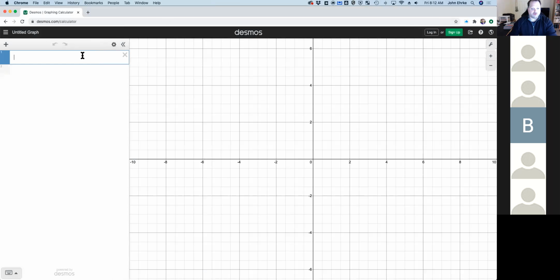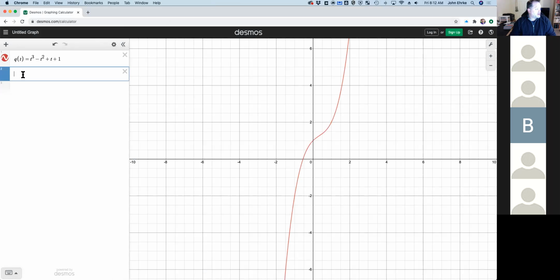So we've got the function t cubed minus t squared plus t plus 1. Let me name that so it knows it's a function. Q of t equals that.